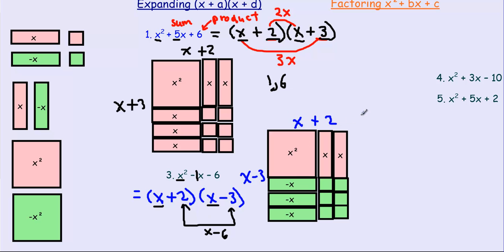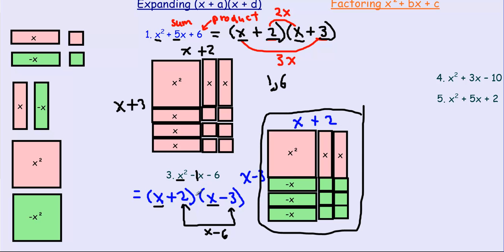Down here for this one, if you didn't have this whole algebra tile diagram here, in order to factor this, we need an x at the beginning of each one. And we look for 2 numbers with a sum of -1, beside the -x, and the product of -6. And the only 2 numbers that do that are the 2 and -3. 2 and -3 add to -1, and 2 and -3 multiply to -6.